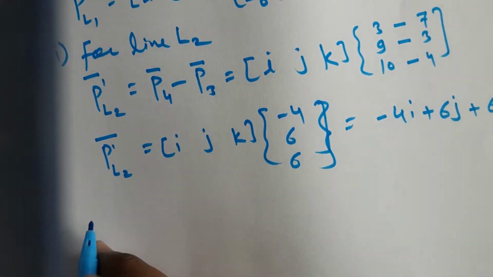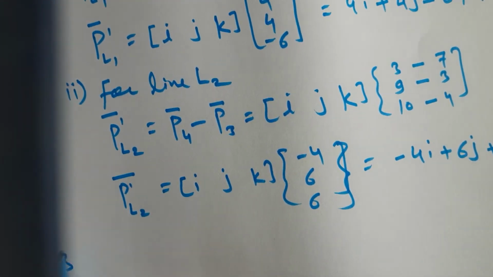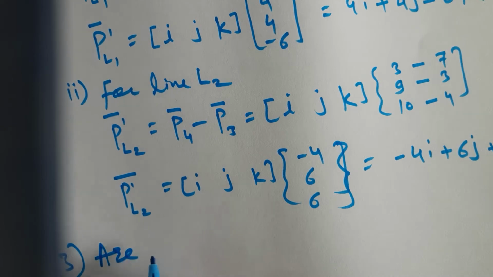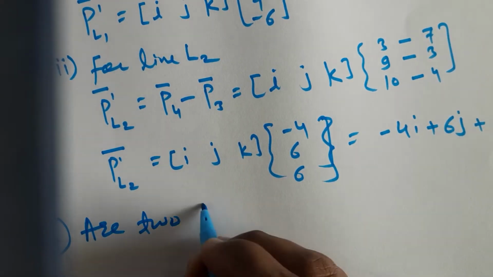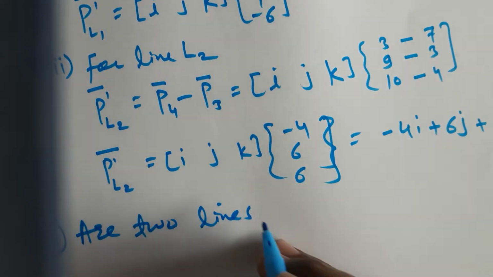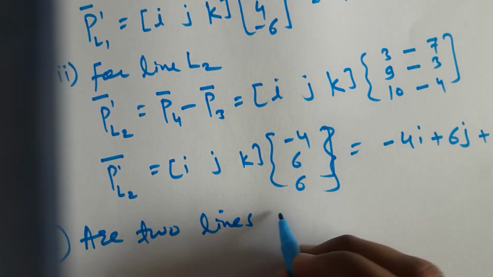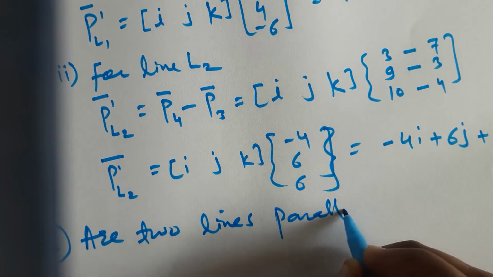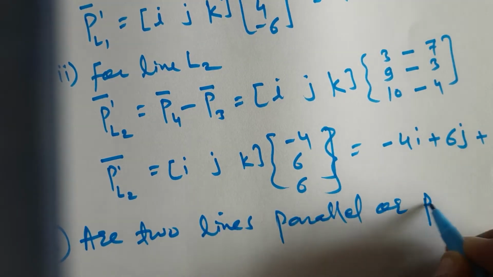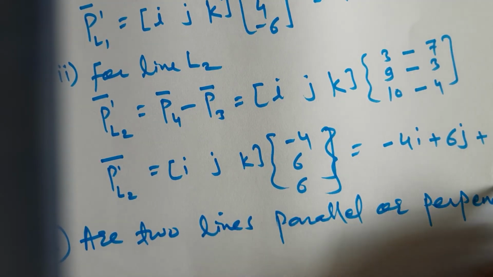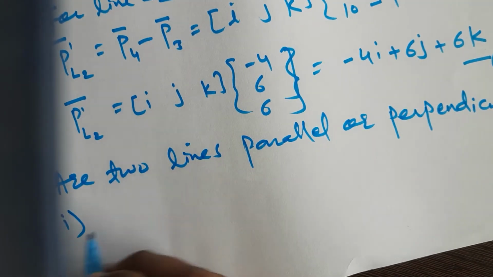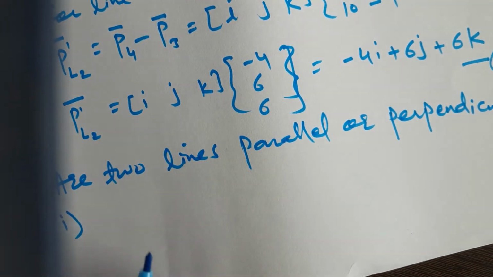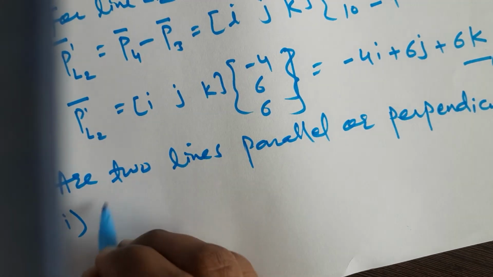So the third part of this numerical is: are the two lines parallel or perpendicular? Okay, so we'll check one by one. First is parallel, or you can call it perpendicular.